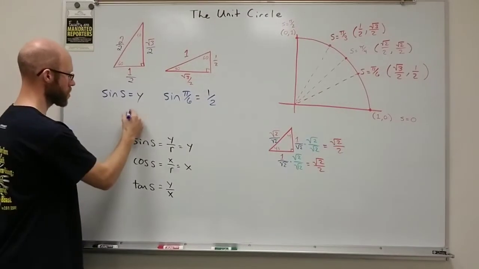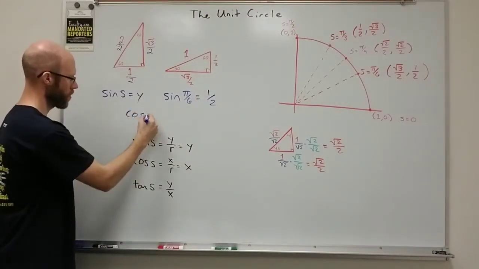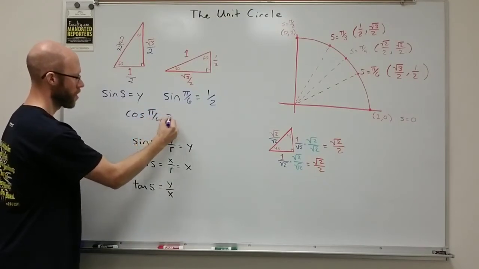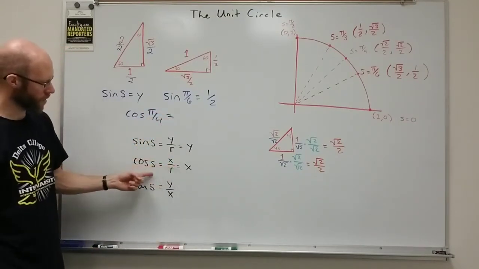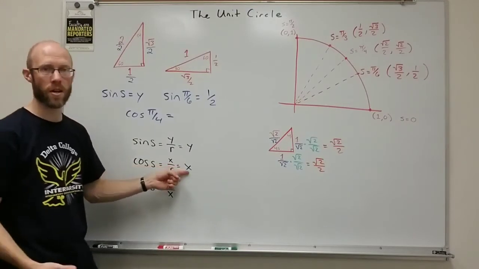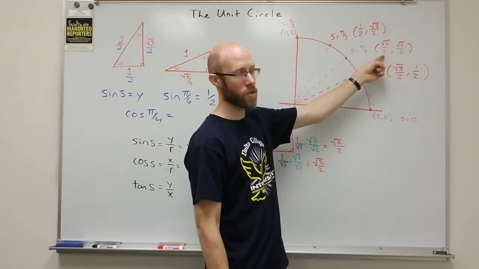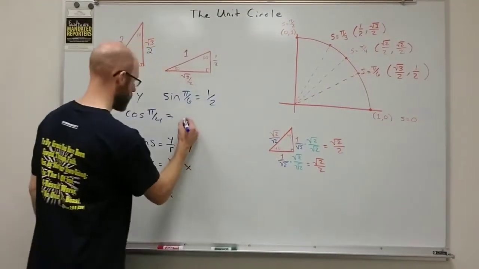If I want the cosine of, let's say, pi over 4, well, the cosine of any arc length here is the x value of the corresponding point. So pi over 4, the x value is square root of 2 over 2.